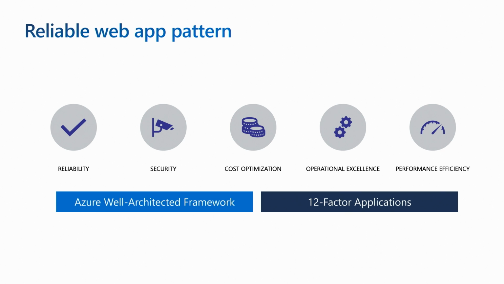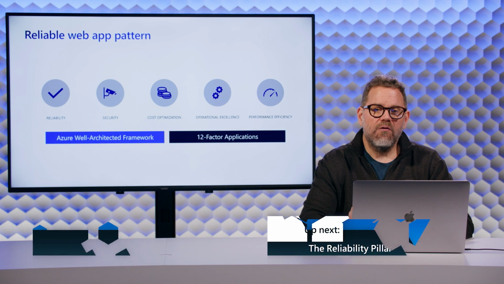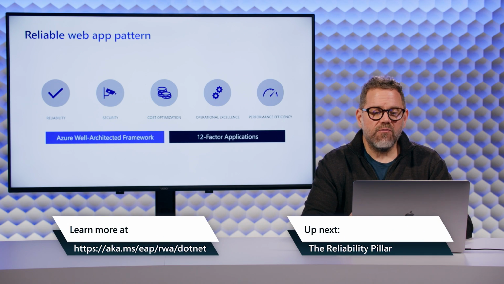And so in the next videos, we're going to dive deeper in each of the pillars, including reliability, security, cost optimization, operational excellence, and performance efficiency, and see what each of those mean for the reliable web app pattern. And again, each of those pillars are pulled from the Azure Well-Architected Framework and the 12-factor applications methodology.